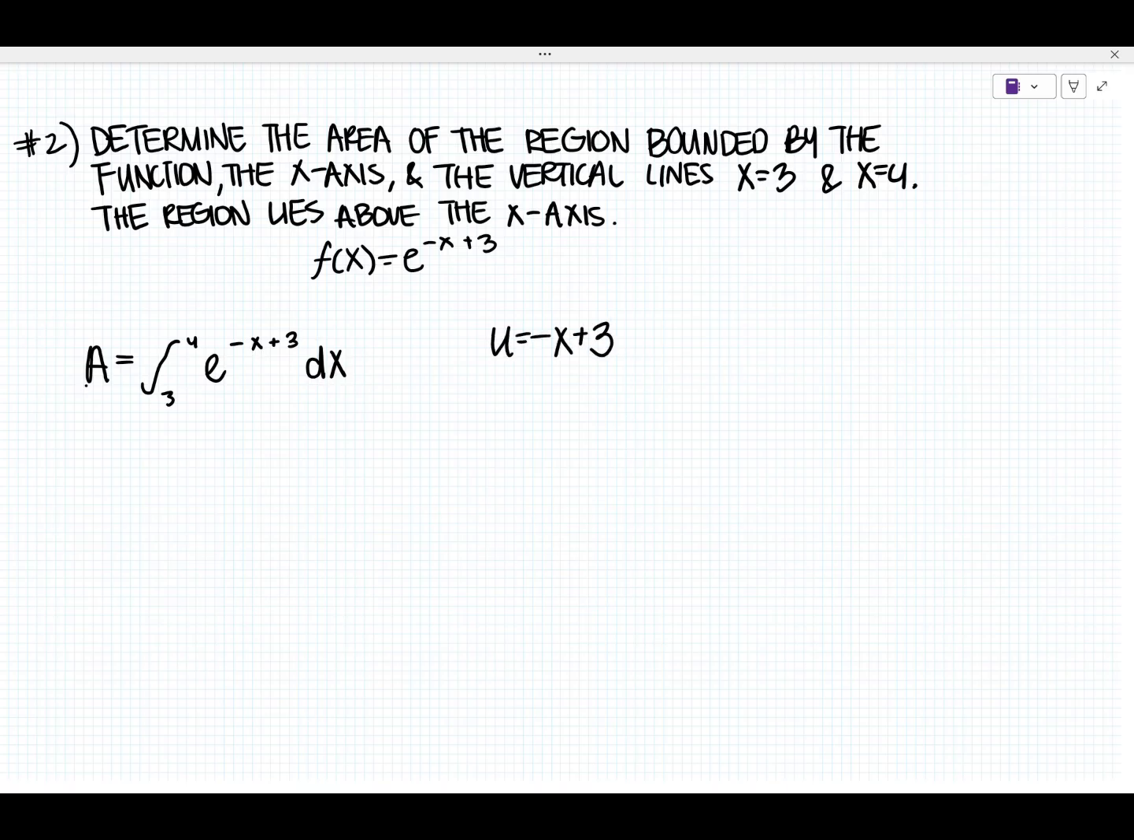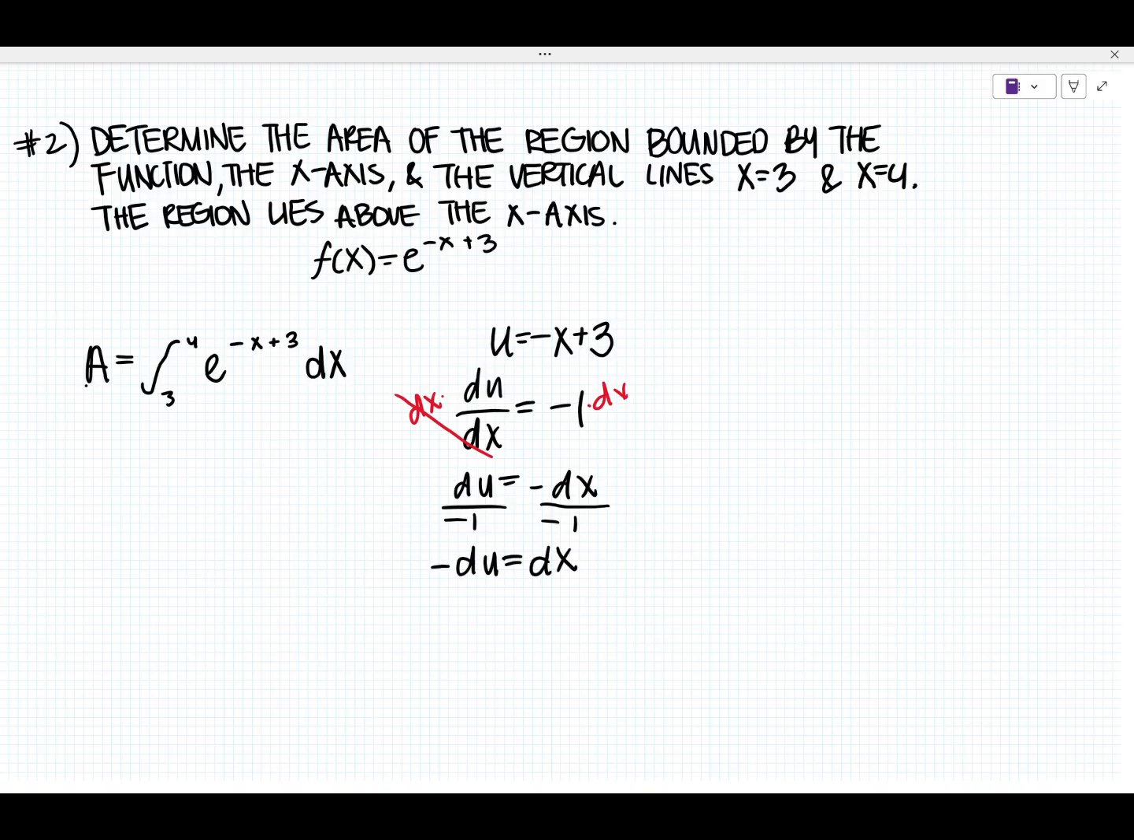We're going to differentiate both sides, and that's going to give us du over dx equals the derivative of negative x plus 3, which is negative 1. We're going to multiply dx on both sides, and that's going to give us du equals negative dx. We can divide out that negative 1 to get negative du equals dx.